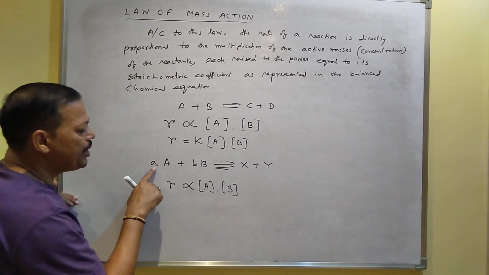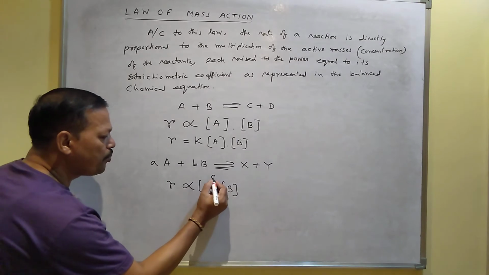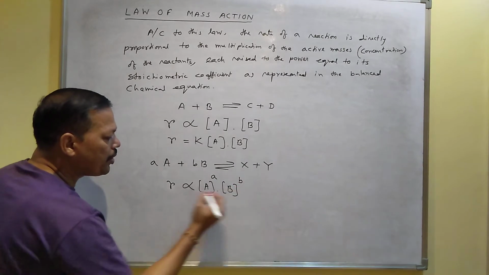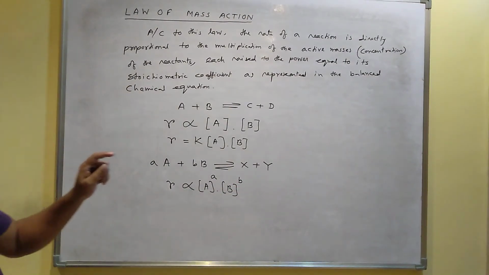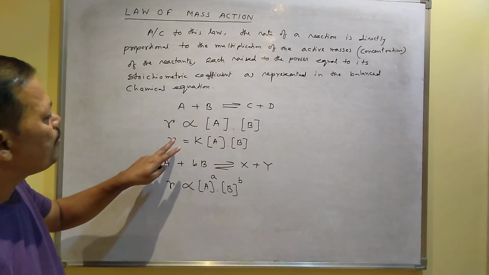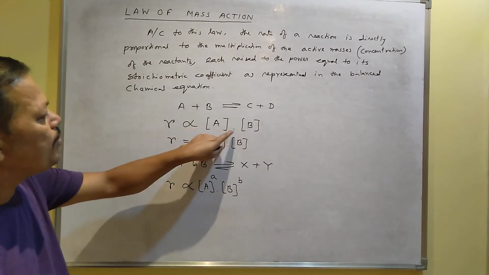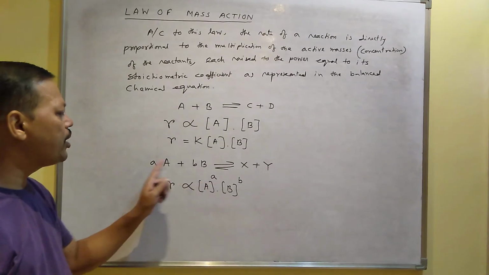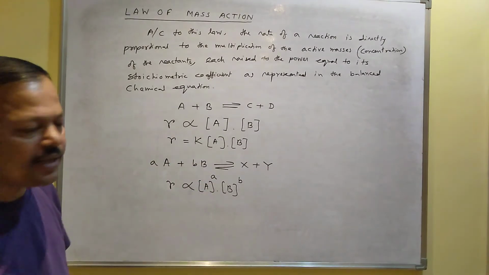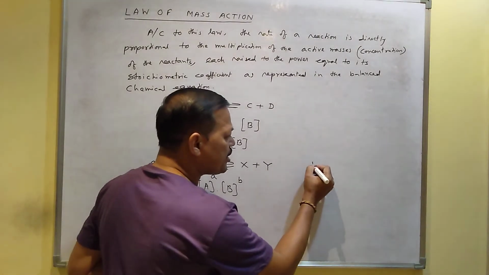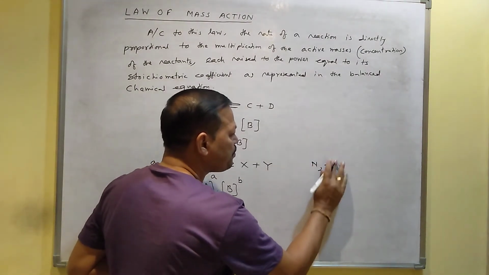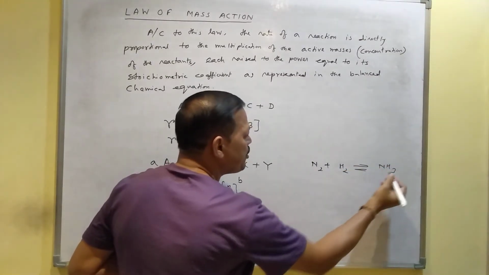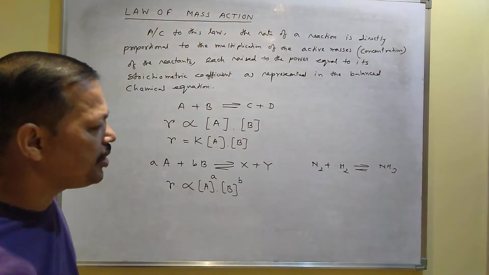Since the coefficient of A is small a, this concentration of A should be raised to the power a. The coefficient of B is small b, so it should be the power in the rate expression. That is why, according to this law, the rate of a chemical reaction is directly proportional to the multiplication of the concentration of reactants raised to the power equal to its coefficient in the balanced equation. For example, take the reaction N2 plus H2 gives NH3. When nitrogen and hydrogen gas react, they produce ammonia.